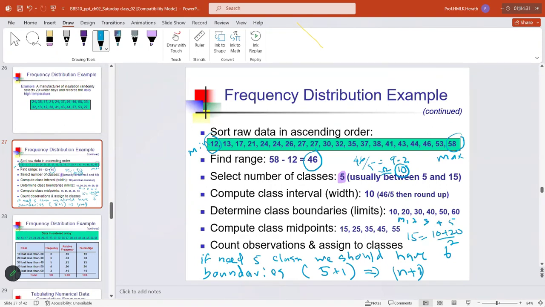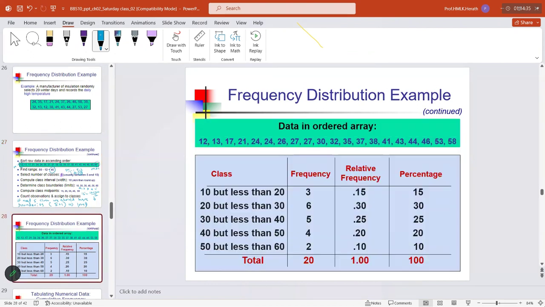So now we will put things in a table, right? In the first column of the table, we will mention the classes. The first class is 10 but less than 20, 20 but less than 30, 30 but less than 40, 40 but less than 50, and 50 but less than 60. If you take the first class, we count 10, but we do not count 20. The 20 is counted with the second class.